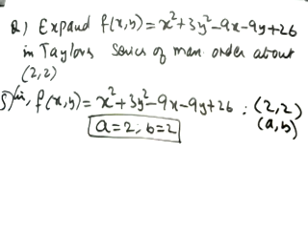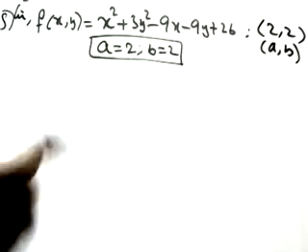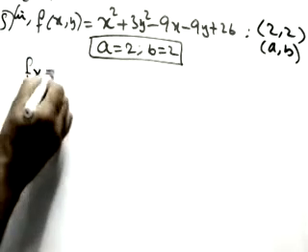About means (a, b) = (2, 2), where 2 is a and 2 is b. Now, before going to the expansion and the formulas, let us differentiate this function, because we have to use the differentiations. So I'm starting with fx.